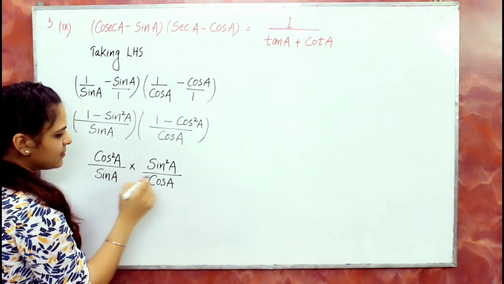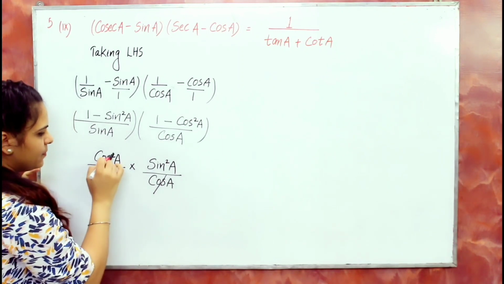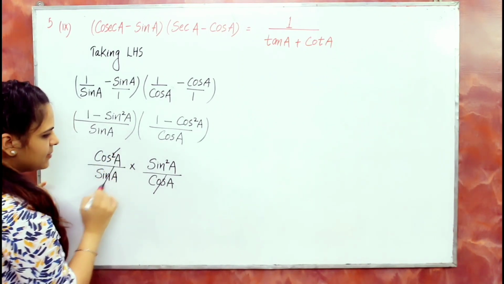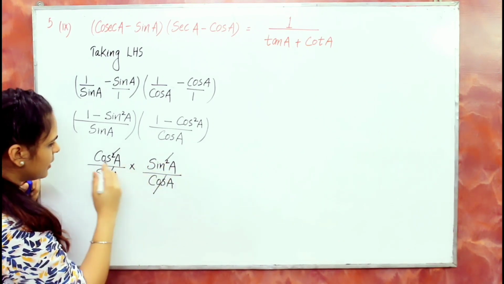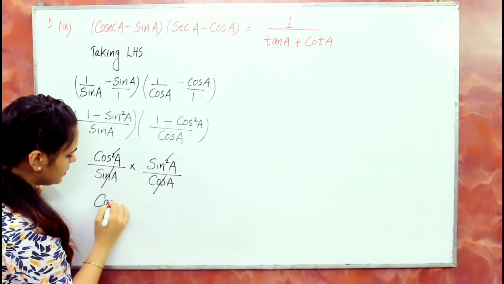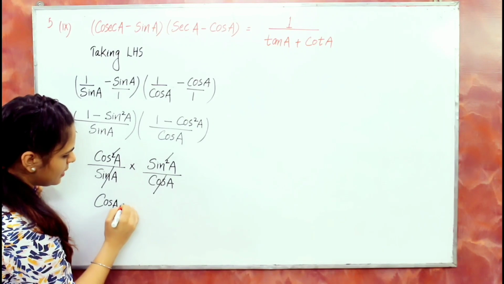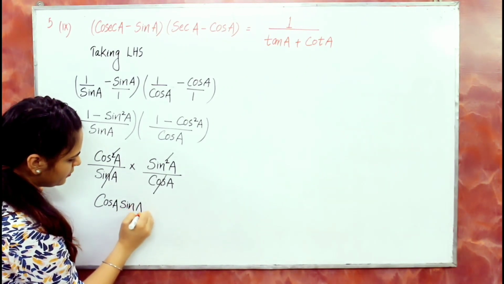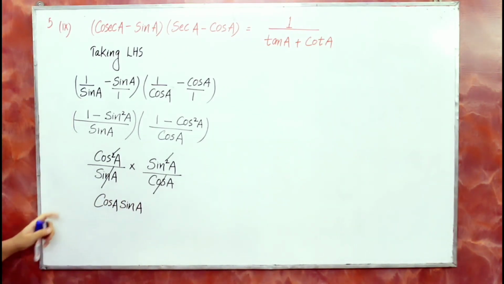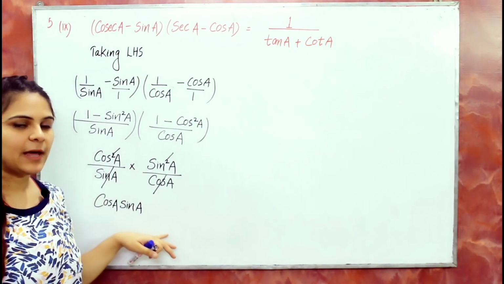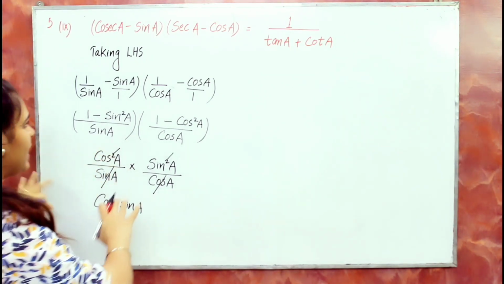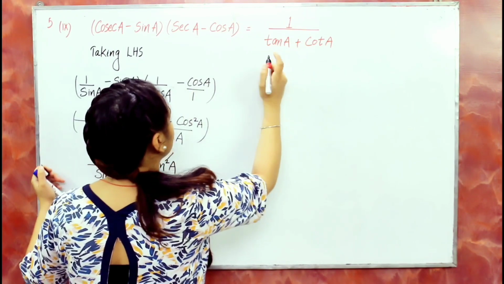Now we can cancel out this cos A by this one, and sin A and sin square A cancel out. In numerator we will get cos A and sin A, and in denominator we have 1. So by solving LHS side we will get cos A multiplied by sin A. Now we have to solve RHS side also.